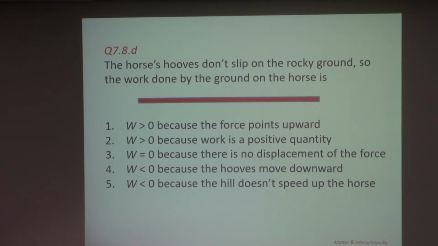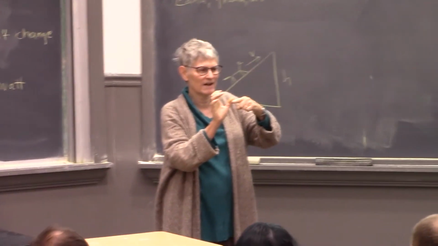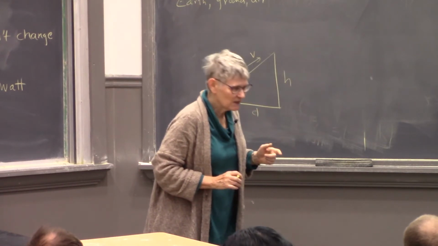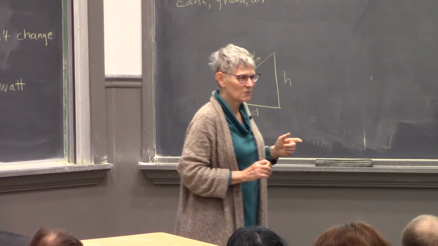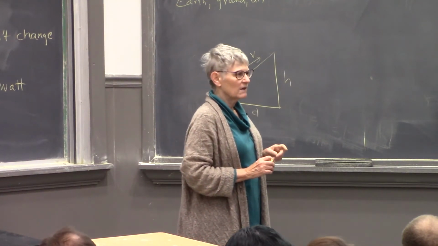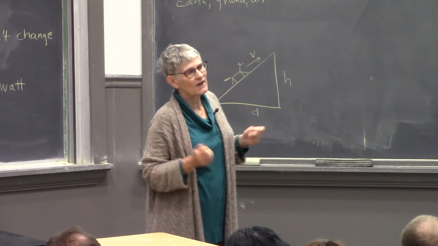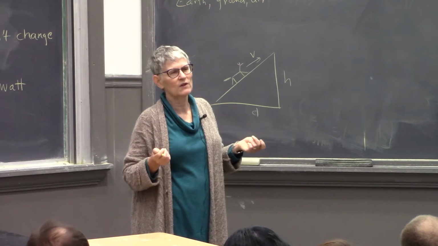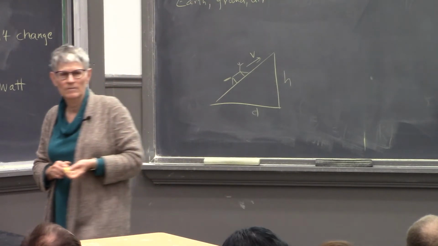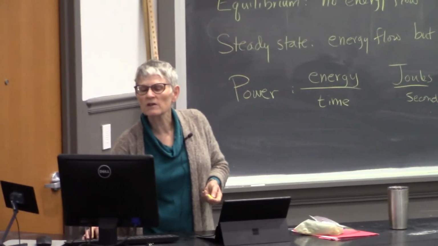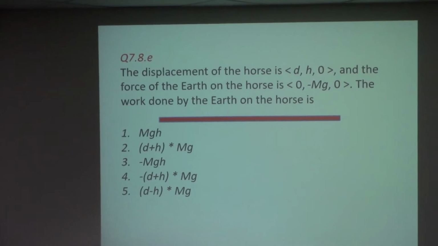Okay, well, there's a few brave people who are answering three, and they're correct. And remember that work is force times displacement, but the displacement is the displacement of the point where the force is applied. And the ground is indeed applying a force to the horse's foot, just as it applies a force to your foot when you walk. And in fact, if it didn't apply a force in the forward direction, you wouldn't be able to go forward. But that point doesn't move. So the work done by the ground is zero. Right? What's the work done by the gravitational force exerted by the Earth?